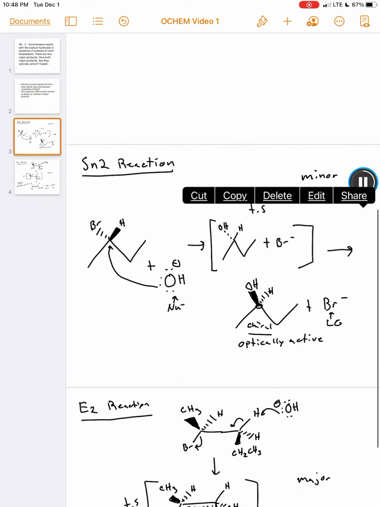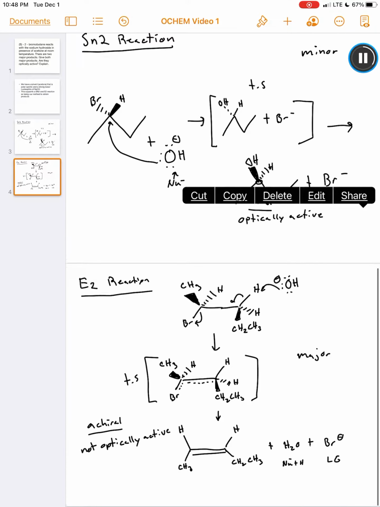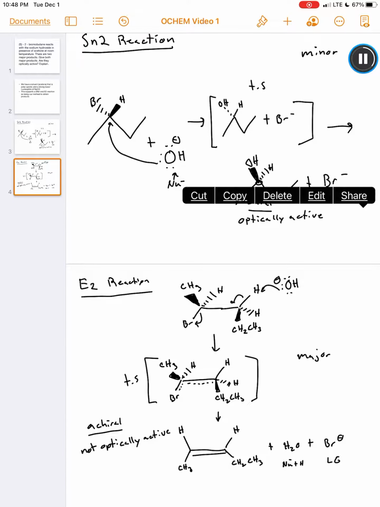Then you go down to the E2 reaction. This one's a little bit more complex. What you can see is that we have a nucleophile that is negatively charged. Since it's negatively charged, it is willing to give up a pair of electrons, and it's going to be attracted to that primary hydrogen that's closest to it.